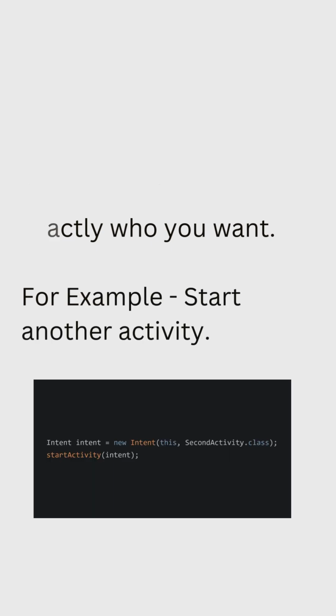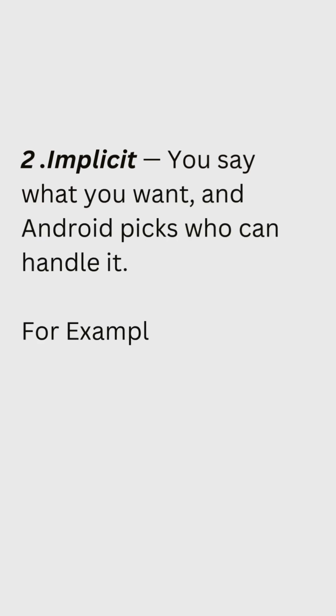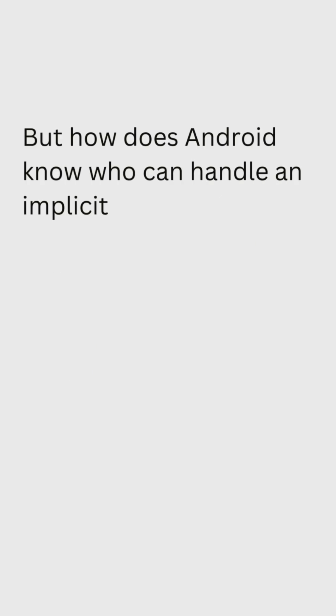Two, implicit. You say what you want, and Android picks who can handle it. For example, share data, text, images. But how does Android know who can handle an implicit intent? That's where intent filters come in.